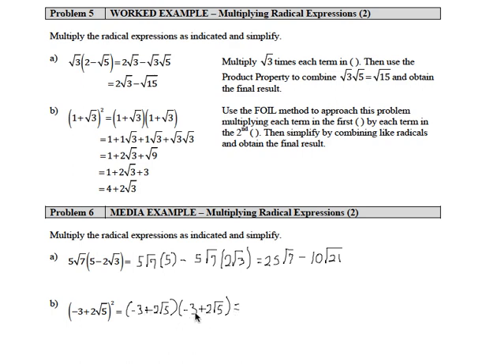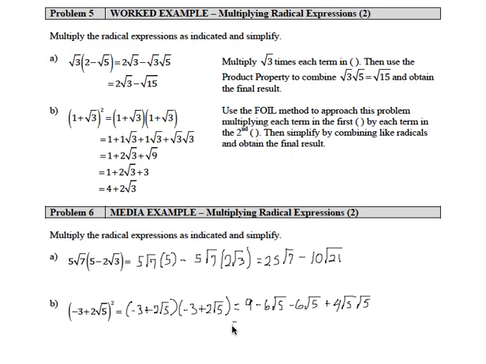So negative 3 times negative 3 is 9. Negative 3 times 2 times the square root of 5 is negative 6 times the square root of 5. Same thing, 2 times the square root of 5 times negative 3 is negative 6 times the square root of 5. 2 times the square root of 5 times 2 times the square root of 5, that's going to be a positive 4 times the square root of 5 times the square root of 5.